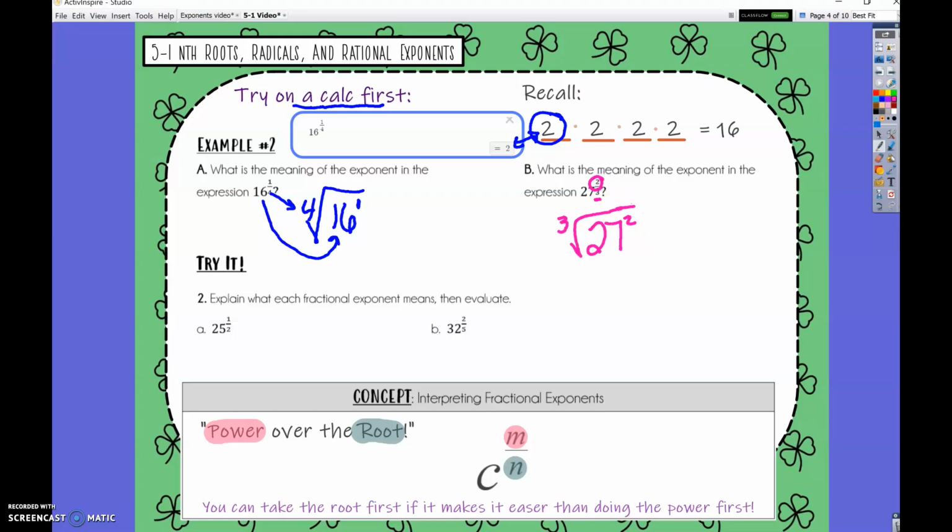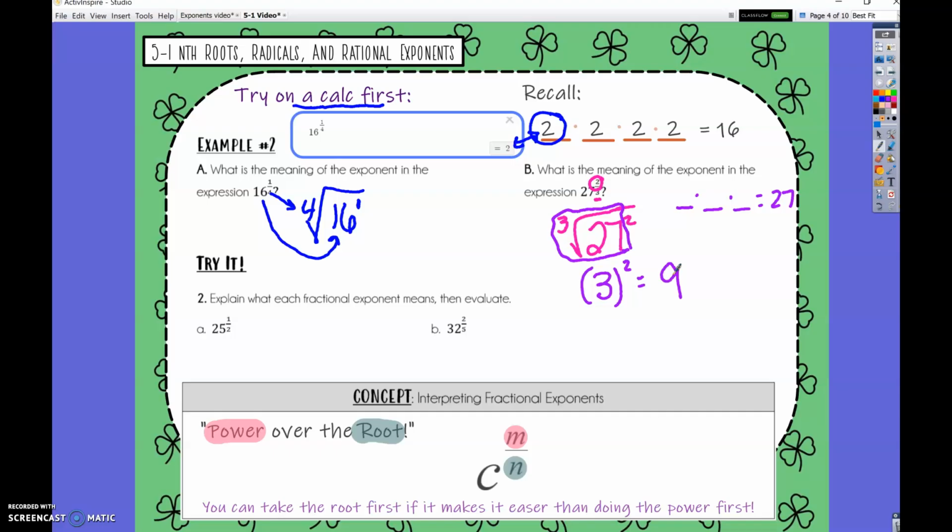Now, you have a choice. You can take the third root of 27 first, or the 27 squared. I prefer not to have to think of 27 to the second power, so I'm going to do this part first. I'm going to leave that squared out for a minute. The third root of 27 means something times something times something to make 27. That's going to be 3. Now I still have that squared there that I'm going to carry down. And so that's going to be 3 squared, which makes 9. My final answer for B would be 9.